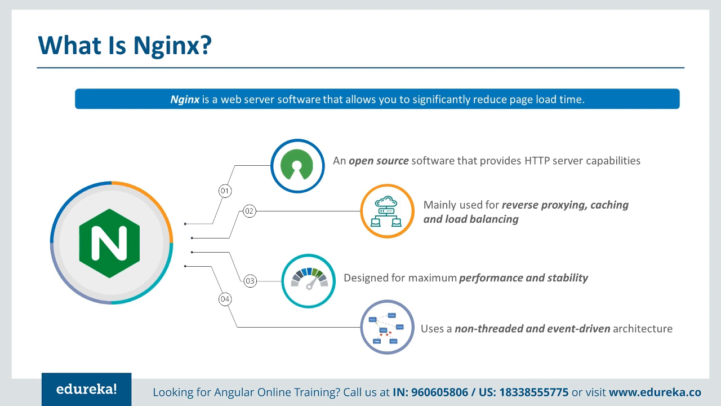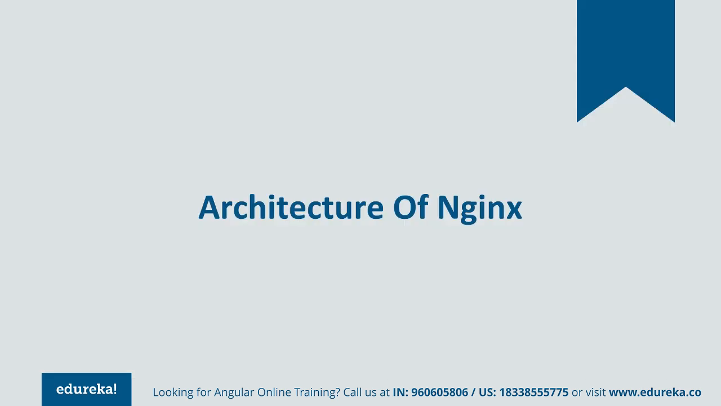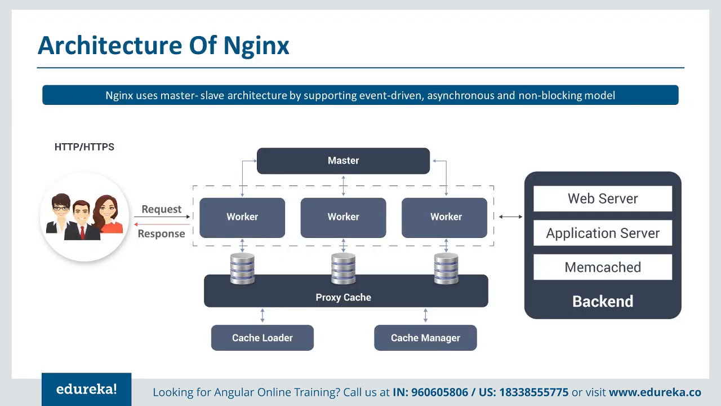So it uses non-threaded and event-driven architecture. Nginx follows a non-threaded and event-driven approach. That means it doesn't depend much on threading concepts to handle the request. Internally, it's like Node.js concepts, event-driven programming. Architecture of Nginx: Nginx uses master-slave architecture by supporting event-driven, asynchronous, non-blocking model. This is the same concept Node.js also follows.